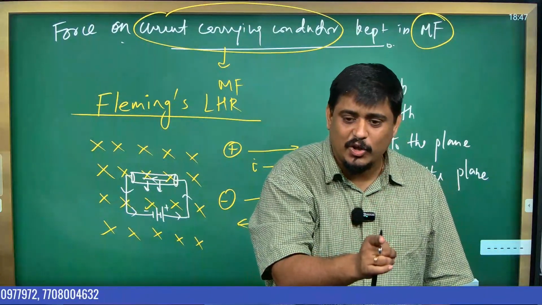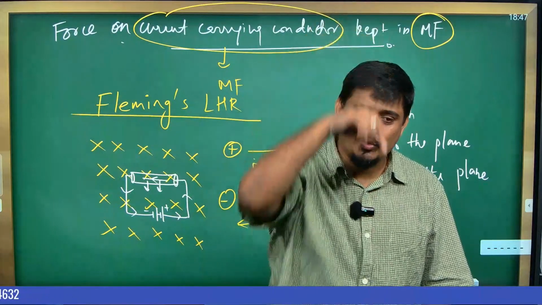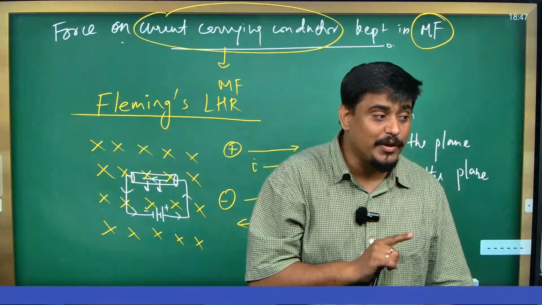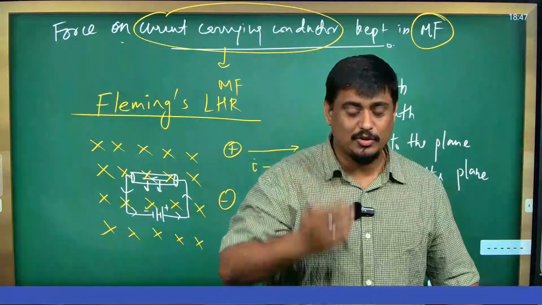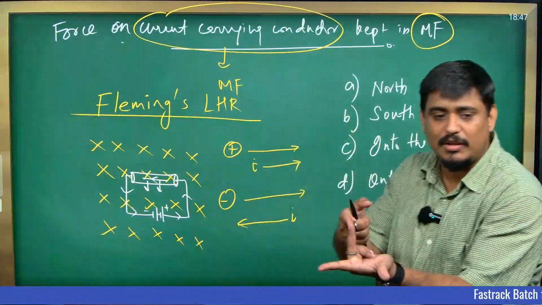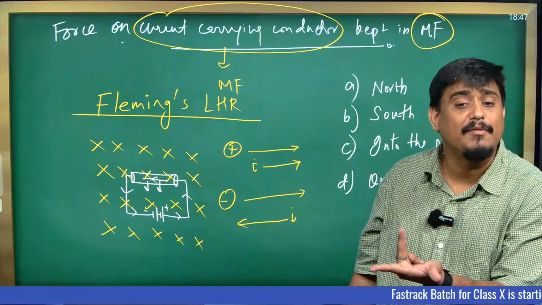So here the electron is moving from where to where? Top to bottom. So current will go from where to where? Bottom to top. So current direction is like this, bottom to top. Magnetic field, how is it going?